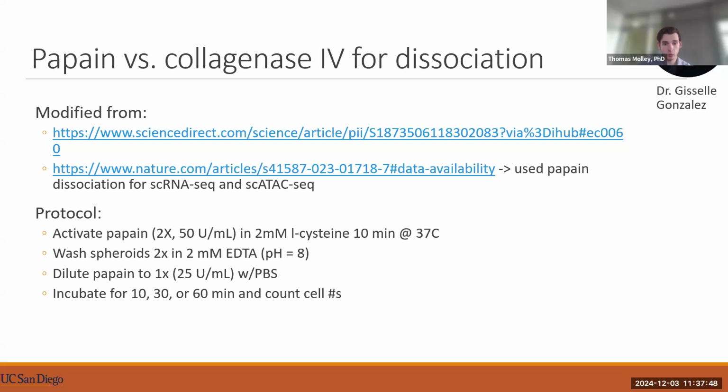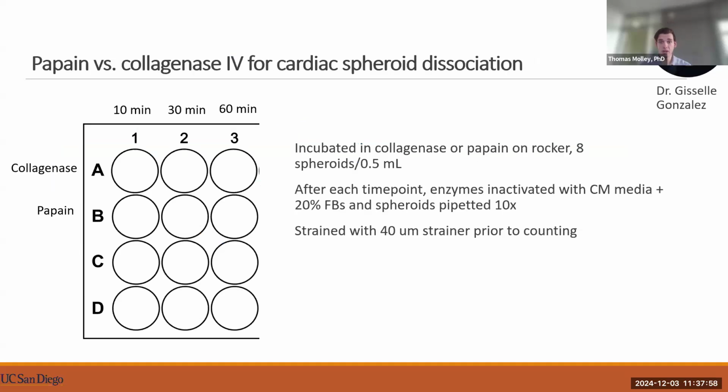We wash our spheroids with a little bit of EDTA to remove some of the calcium from around them. And then we add the papain at different times and we do some cell counts. So we compared this to our collagenase 4 cocktail that we typically use, which also has Accutase in it. So we can do matrix reduction with the collagenase 4 and then actually pull the cells apart from each other with the cell-cell junctions using Accutase.